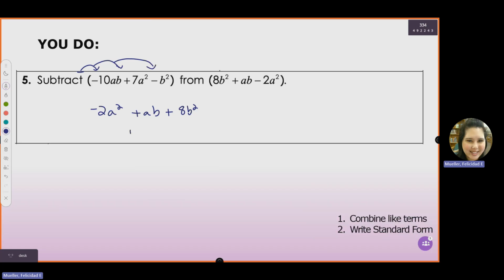So this becomes plus 10ab plus b squared minus 7a squared. The reason that happens is because we're subtracting, so I'm going to switch all my signs. And it doesn't matter what you're subtracting from. So here we're going to have negative 9a squared plus 11ab plus 9b squared.